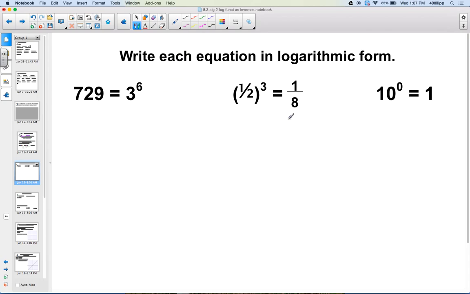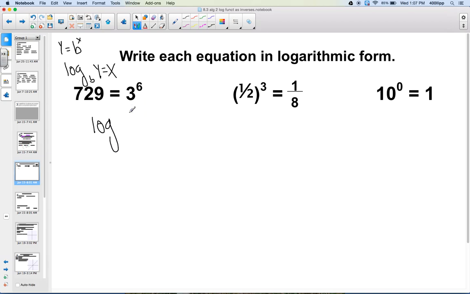And let's just write down those two forms so that we have it as a reference there. So we have y is equal to b to the x. That's exponential form. And log base b of y is equal to x. So we'll rewrite this. Right now this is in exponential form. We're going to write it in logarithmic form.